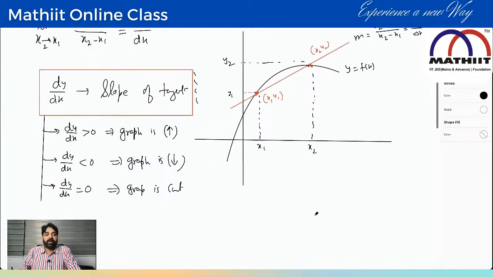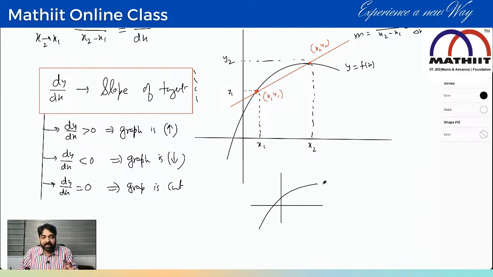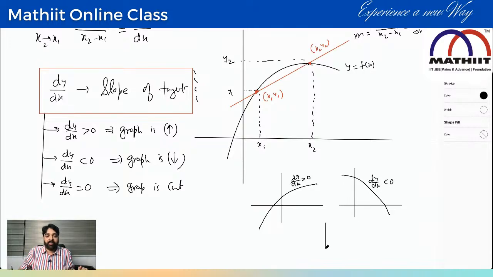So dy by dx represents increasing and decreasing behavior also. If I draw some graph like this, tell me simply by looking at the graph whether dy by dx will be positive, negative or 0. You will say the graph is going up. At any point you draw a tangent, you will see it always makes an acute angle with the x-axis. So here dy by dx will be greater than 0. And if you find the graph is coming down, here dy by dx will be less than 0. And if you find the graph is constant like this, this means dy by dx equal to 0.